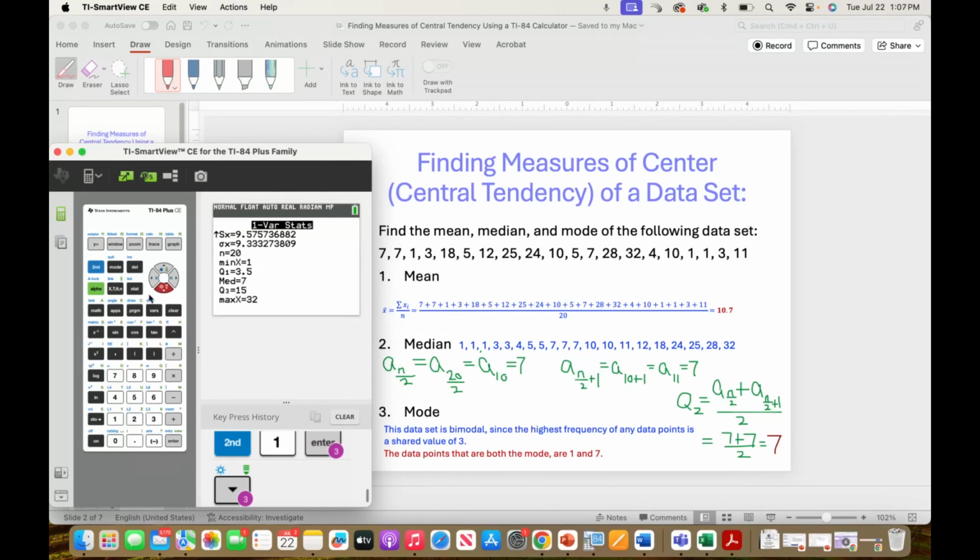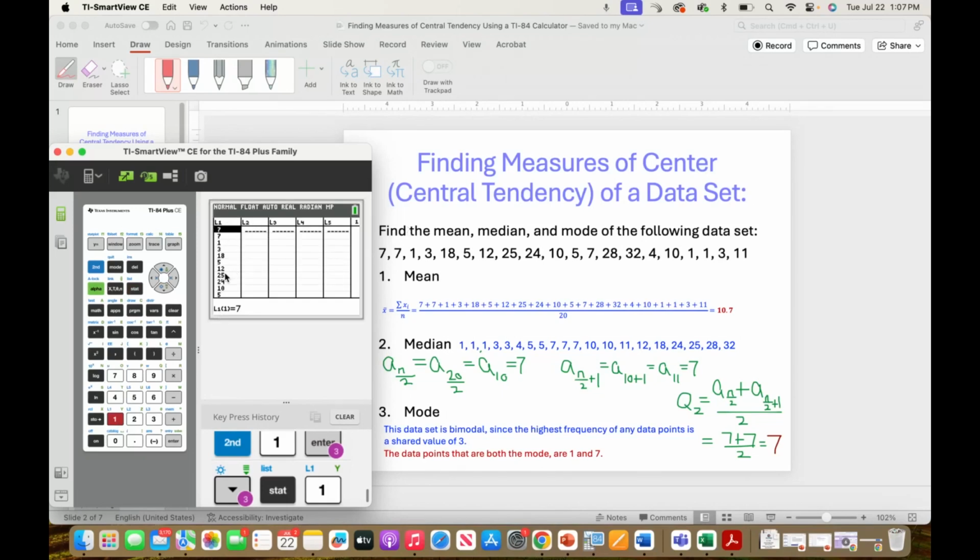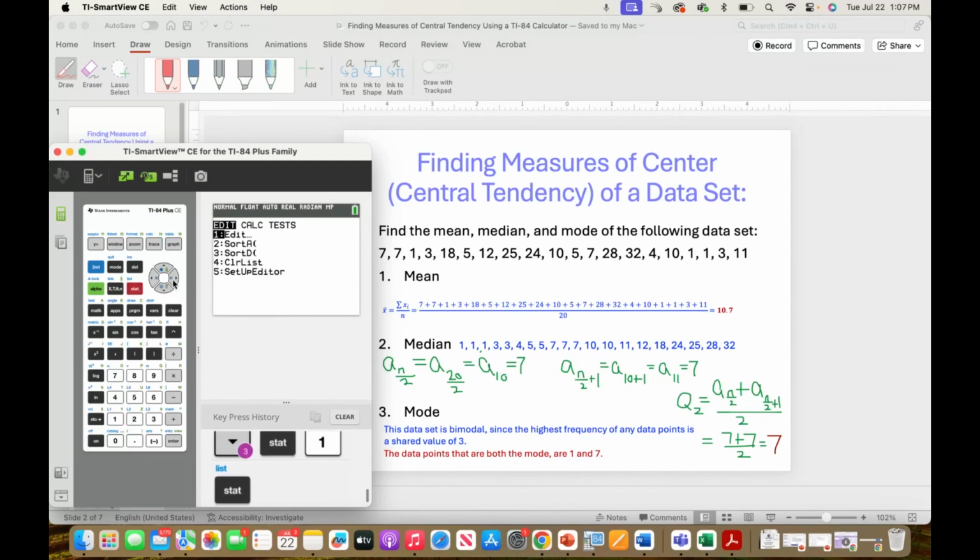So notice when we put our list in, we didn't have to put it in order. And we were still told that our median is 7, right? Because the calculator puts it in order for you.